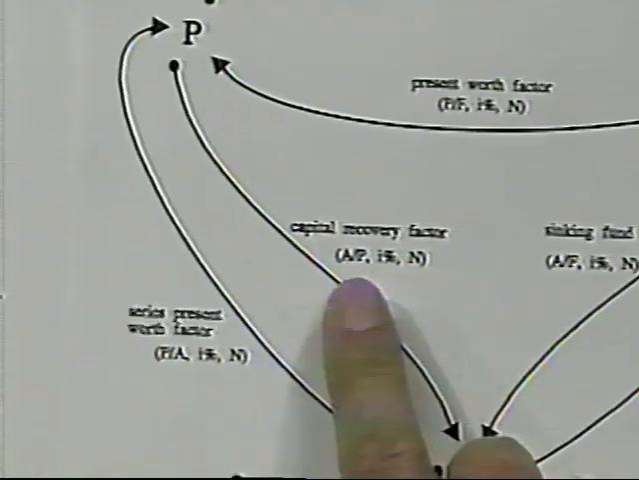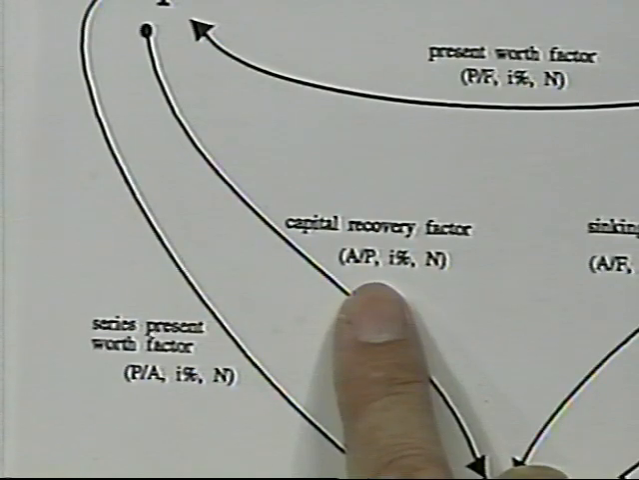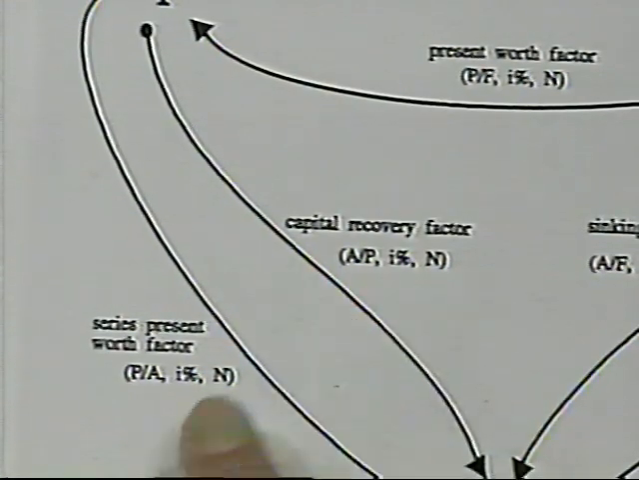The capital recovery factor allows us to convert a present worth to an annuity, whereas the series present worth factor allows us to convert an annuity to a present worth.